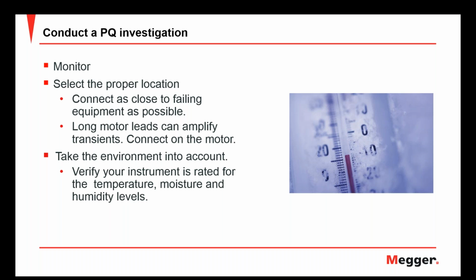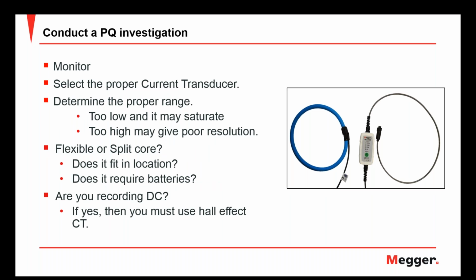Now, if it's a facility problem, or we're not sure what's going on, we can go to the point of common coupling, which is where the utility power comes into the facility. And that is where we would take the measurement at that point. We also want to take the environment into account. You want to verify your instrument is rated for the proper temperature, moisture, and humidity levels. And you want to also make sure that the transducers you're using, your current clamps, also have the proper rating.